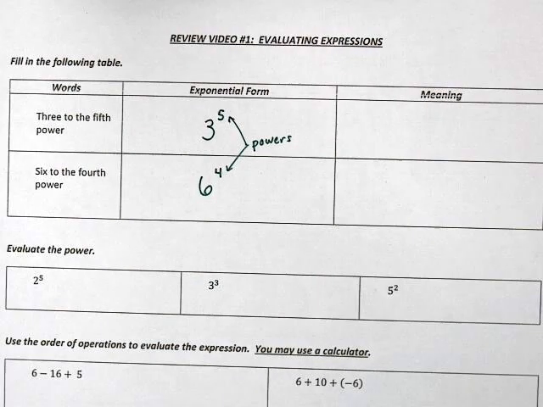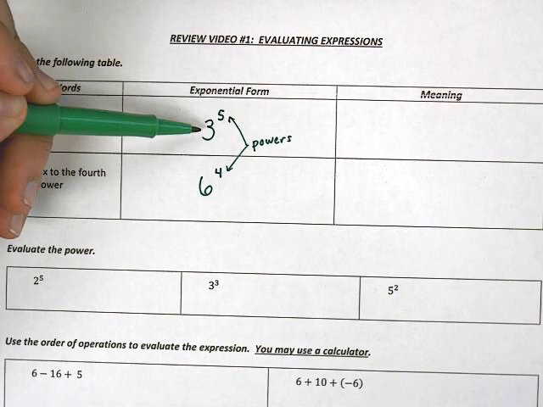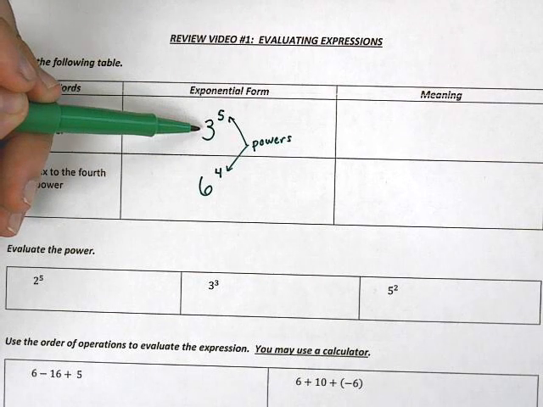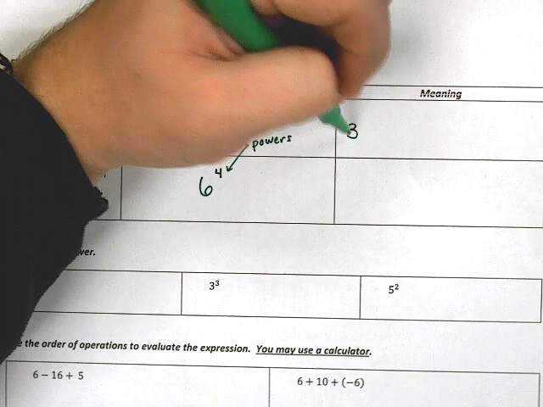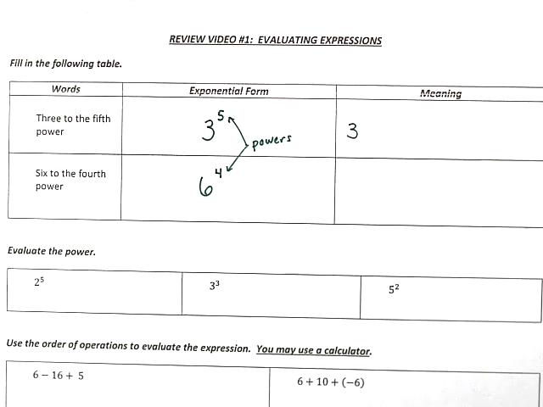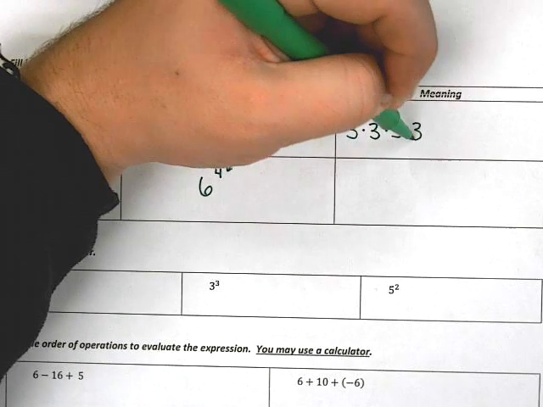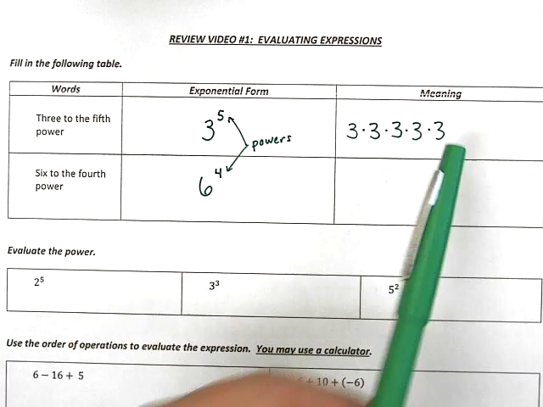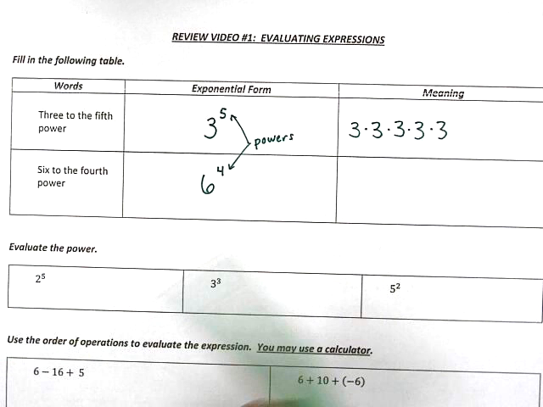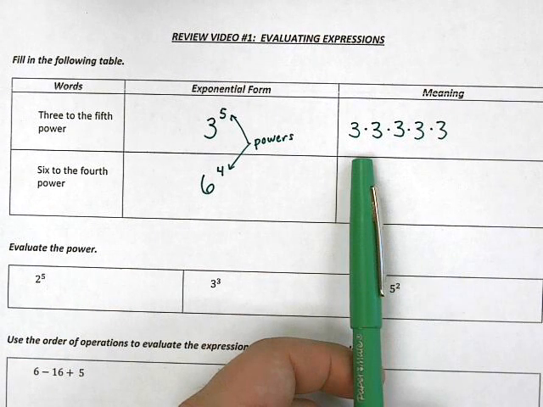What does it mean? Well, the power tells you how many times you're going to multiply the number by itself. Okay? So in this case, because it's 3 to the 5th power, that means that I need to multiply 3 by itself 5 times. So 3 times 3 times 3 times 3 times 3. All right? Do we have 5 of them? 1, 2, 3. Yes, this is good. All right, notice I'm not getting an answer here. I just want to know the meaning.